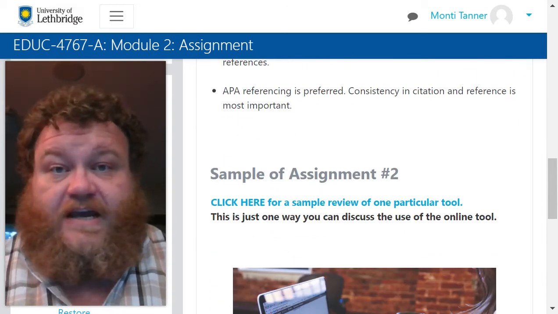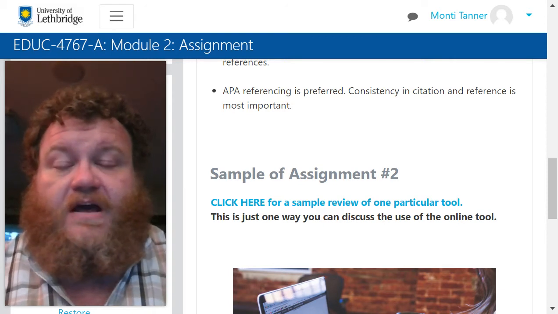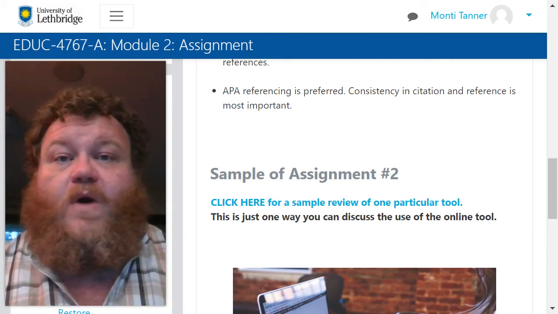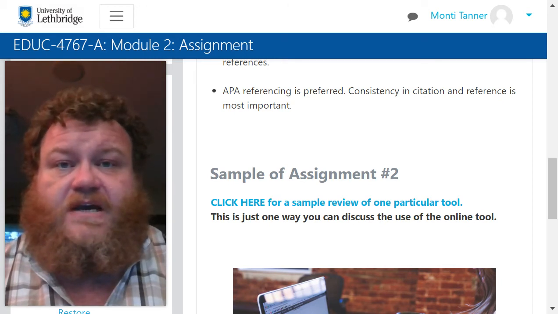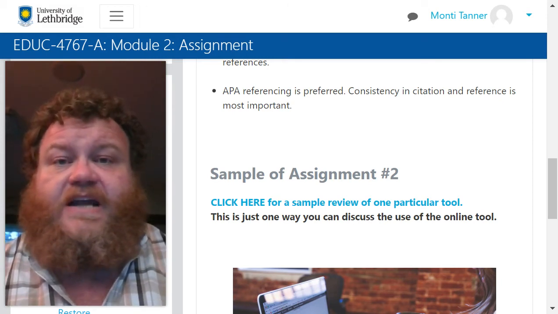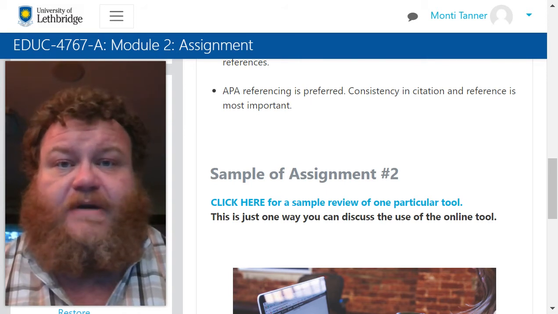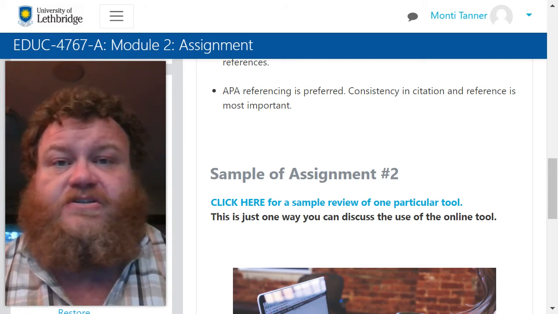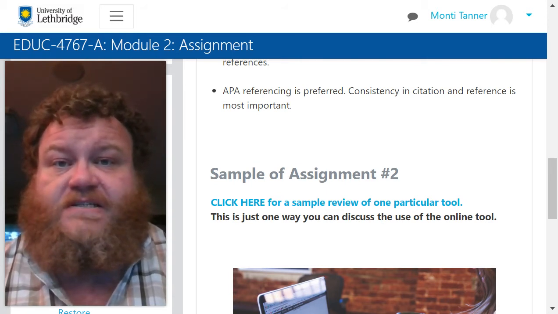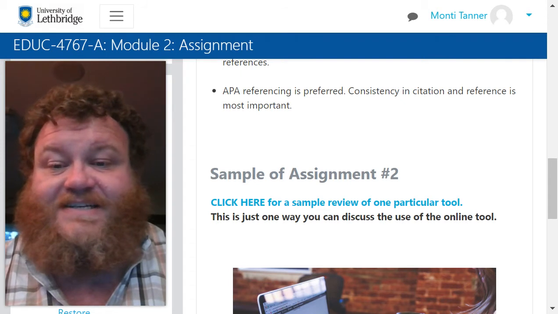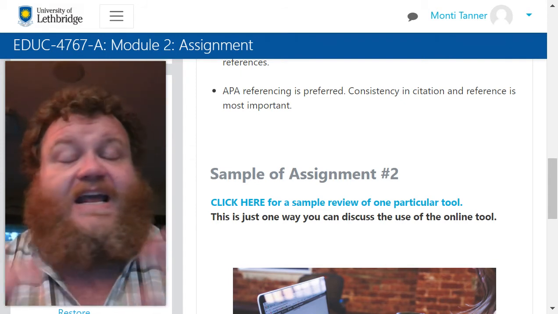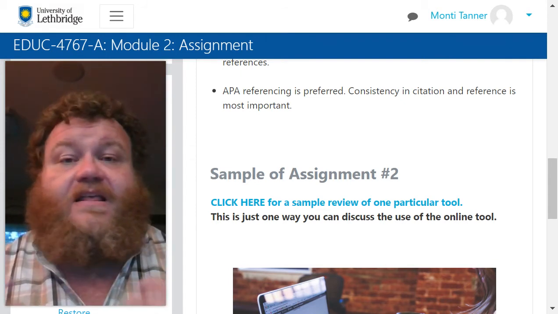I've actually put together a sample of one review for one specific tool that has sort of all these aspects in it. It talks about the technology, it talks about the pedagogy, and it uses external references and readings in alignment with pedagogical needs for a tool like this. So you can take a look at that. It is just one way of doing it.